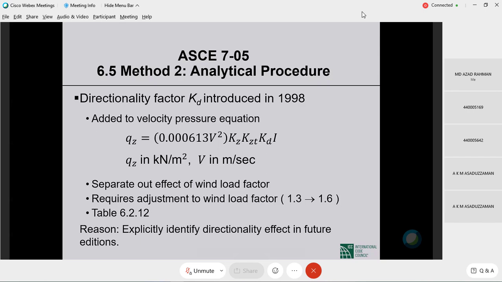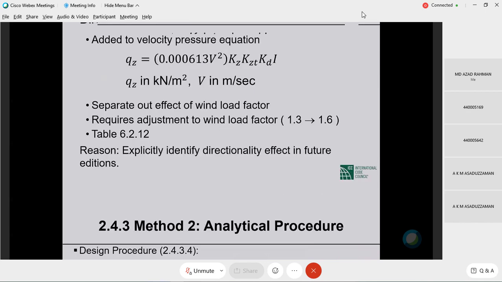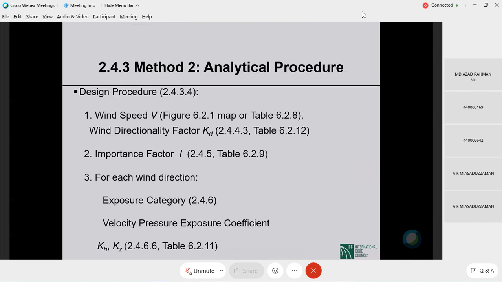And yesterday I mentioned to you, some of you might remember, the normal load factor on wind in strength design is 1.6. But if your wind does not include directionality because it came from wind tunnel testing rather than from ASCE 7, then the load factor of 1.6 will go down to 1.3. So there is a direct correlation between the directionality factor and the load factor on wind that we use in strength design.